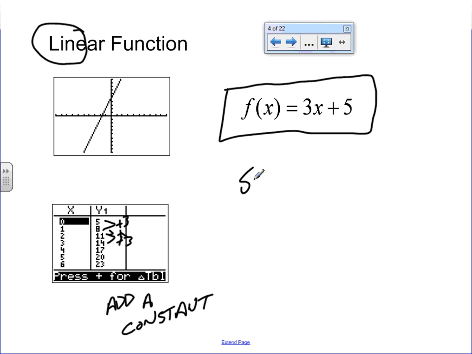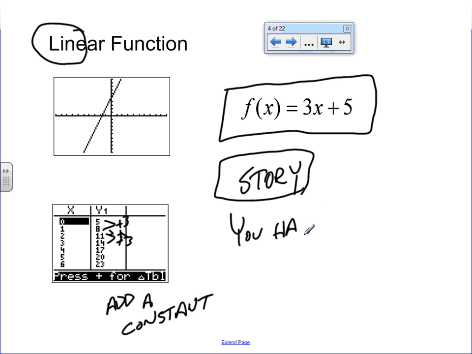Okay, so in terms of a story associated with a linear function, the stories take a basic form. You have blank, whatever it is. You get blank each, whatever. I'm going to say day.